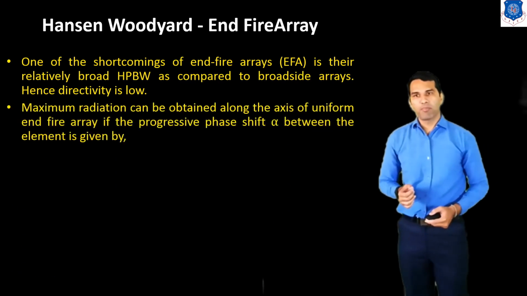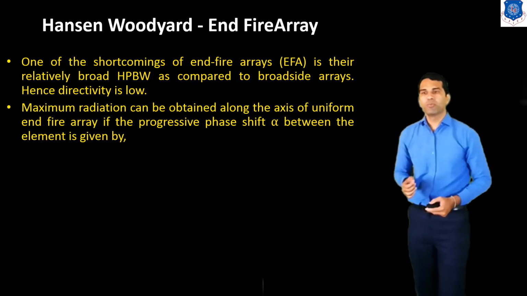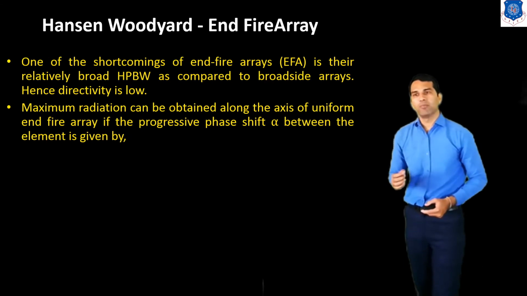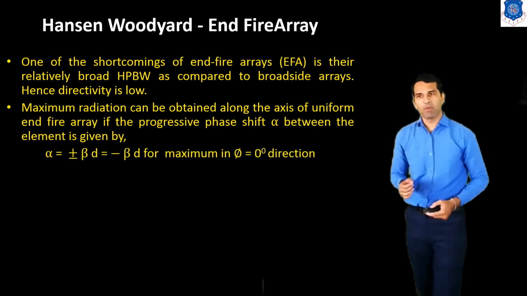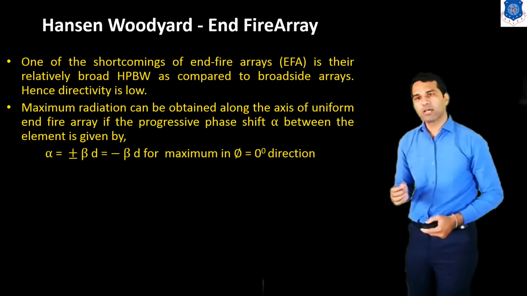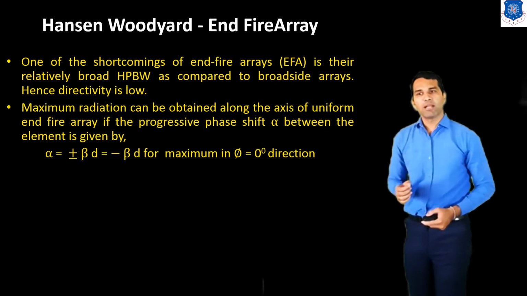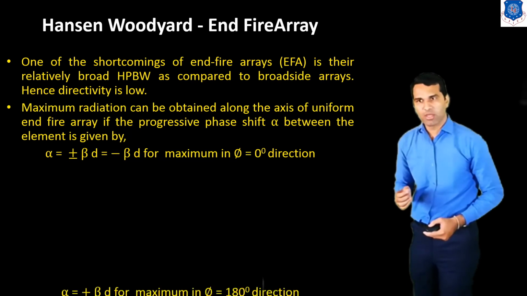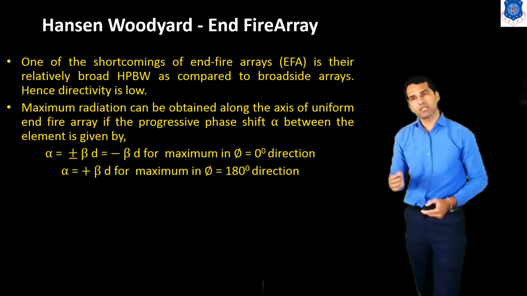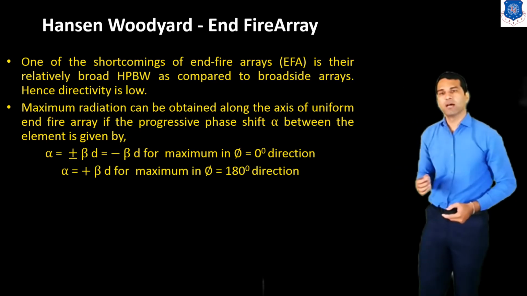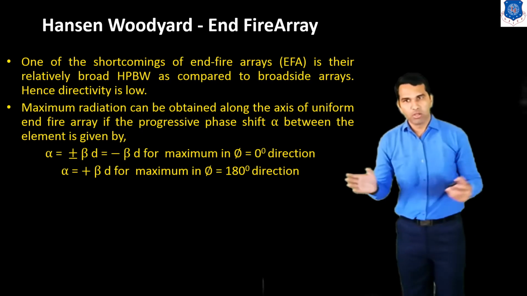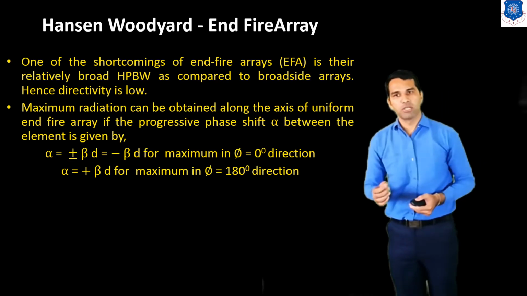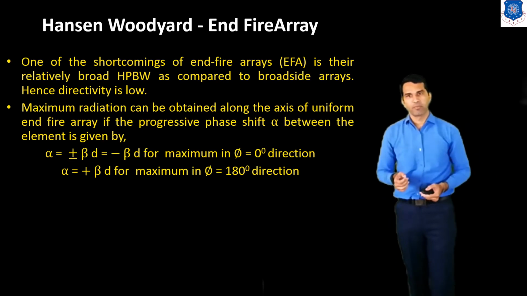Maximum radiation can be obtained along the axis of a uniform end-fire array if the progressive phase shift alpha between the elements is given by alpha equals minus beta d for the maximum in the phi equals 0 direction, and alpha equals plus beta d for the maximum in the phi equals 180 degree direction. We know that the maximum directions for the end-fire array are phi equals 0 and phi equals 180 degree.